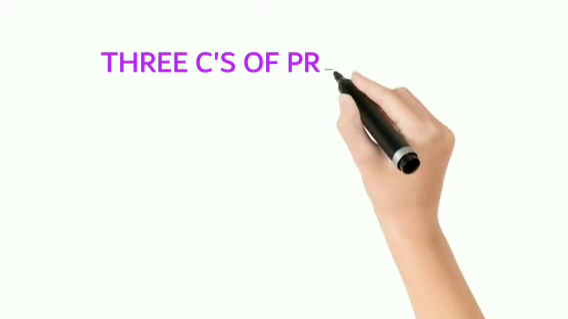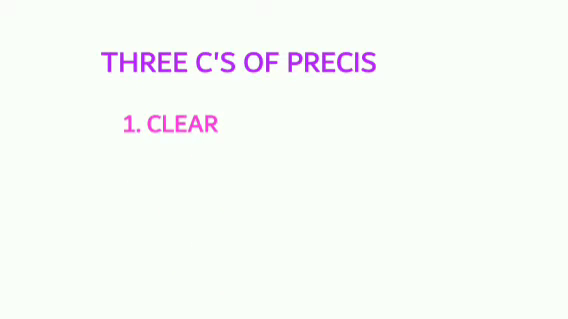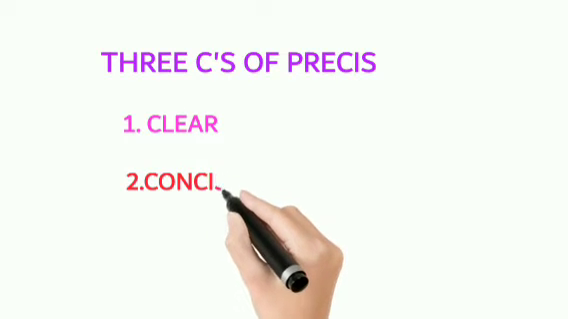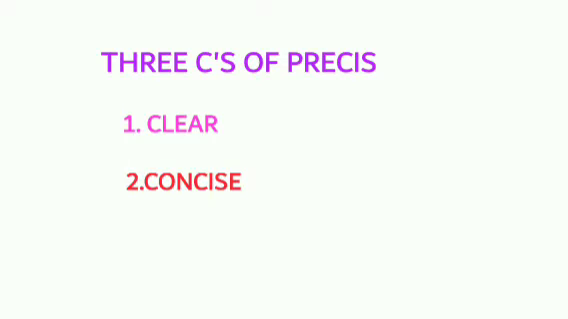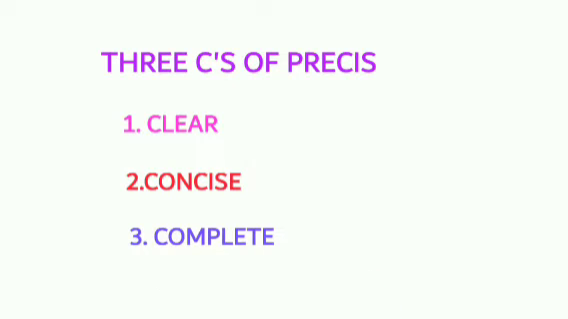A Precis must have 3 C's in it. Now, what are 3 C's? Number 1, it should be clear, easy to pursue, understand, or interpret. Number 2, it should be concise. It should cover all the main points in as few words as possible. Number 3, it should be complete. It should have all the necessary parts. A Precis should have these 3 C's.